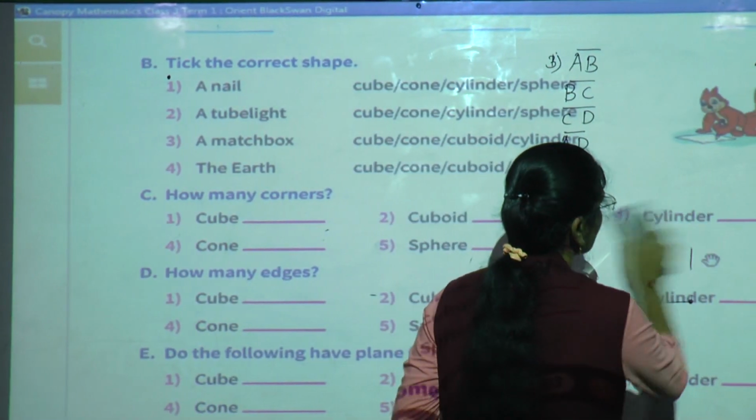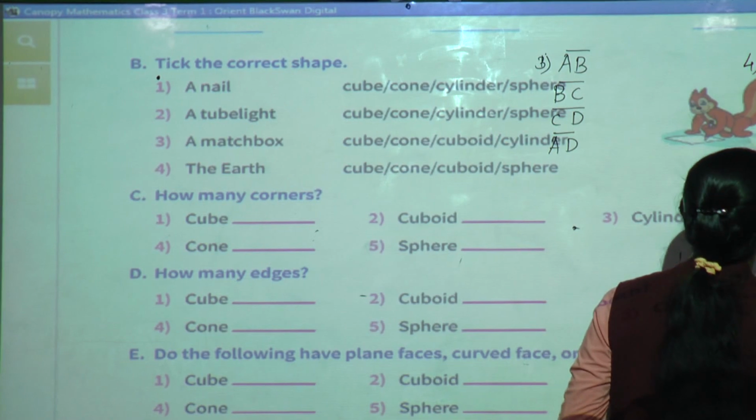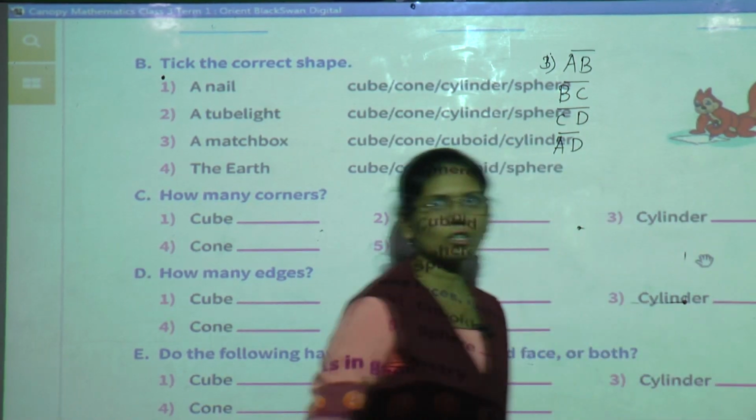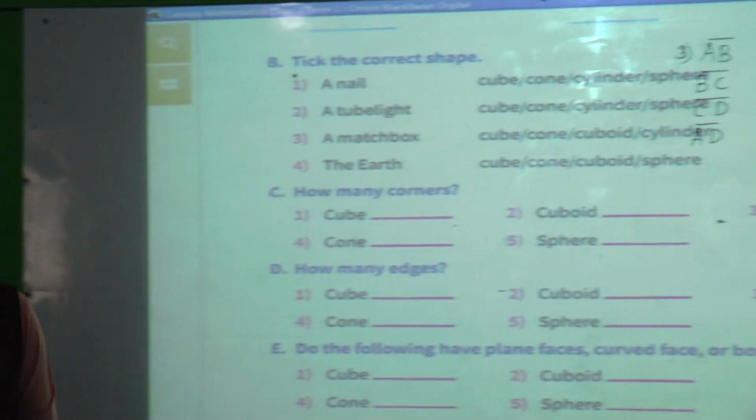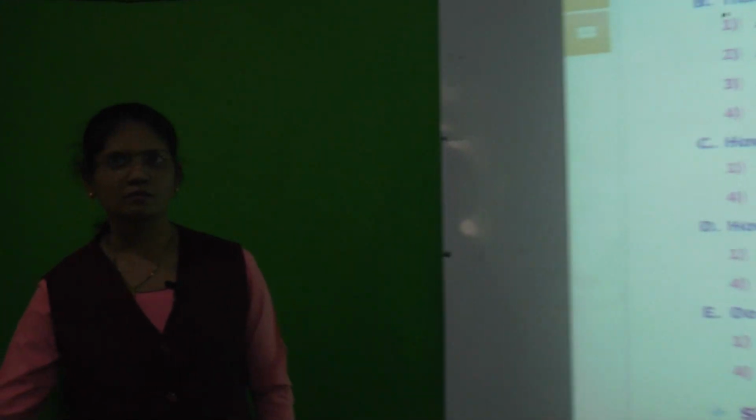Now in our next session we will see the measurement of line segment. Thank you.